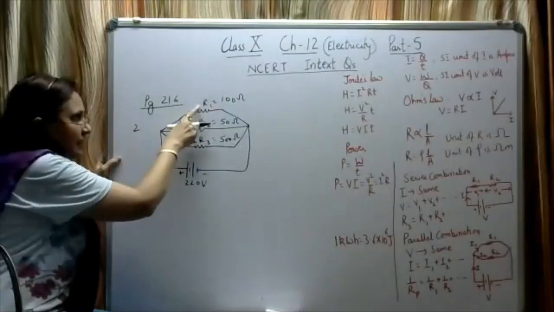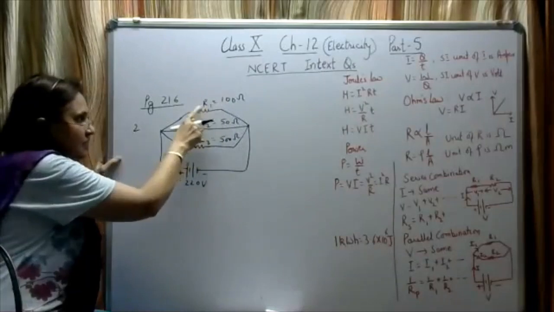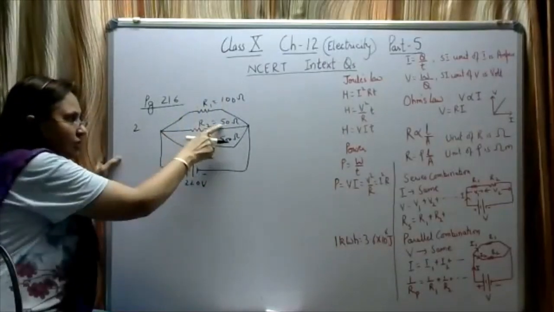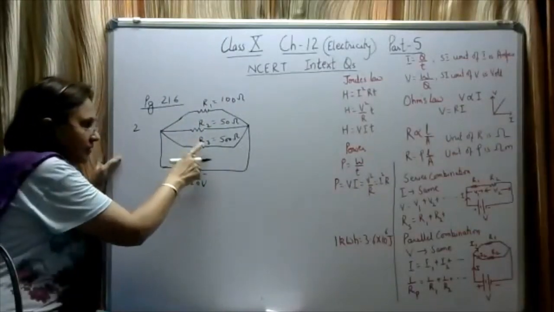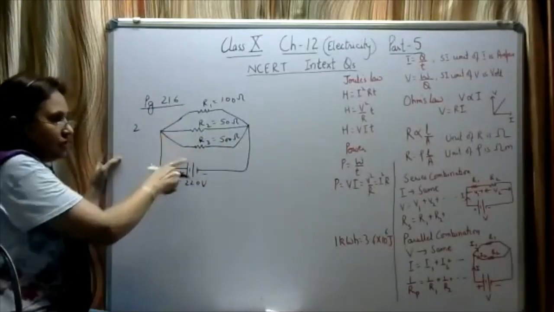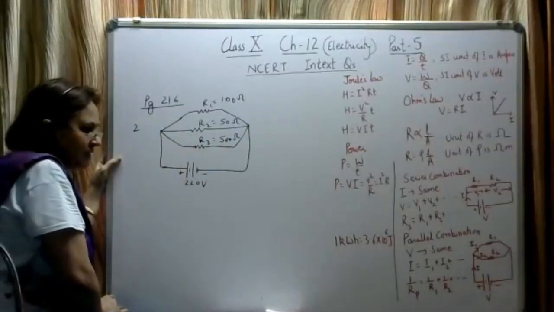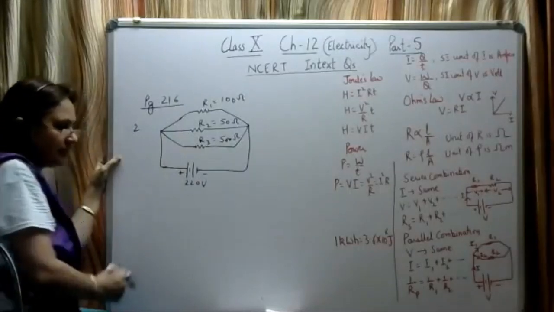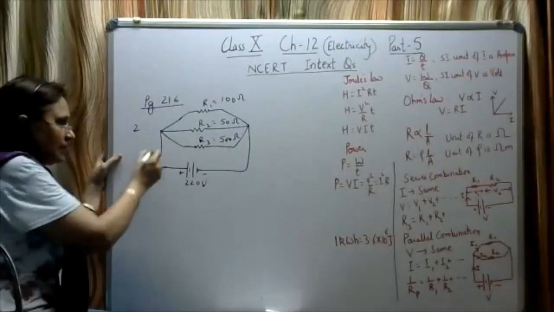Question number 2: an electric lamp of resistance 100 ohms. So let R1 be the resistance of the electric lamp. A toaster of resistance 50 ohms. Let the resistance of the toaster be 50 ohms. And a water filter, let it be R3, which is equal to 500 ohms, are connected in parallel. So here we have drawn the circuit diagram, all three connected in parallel. What is the resistance of an electric iron connected to the same source that takes as much current as all the three appliances, and what is the current through it?